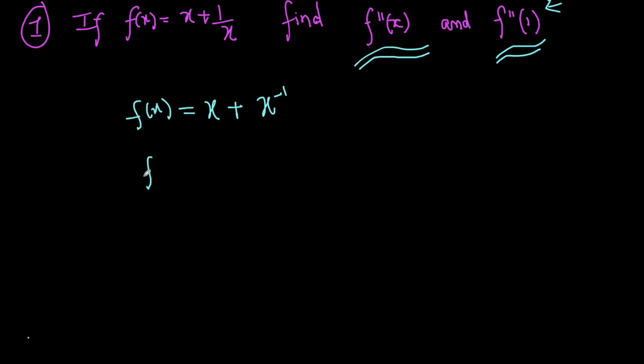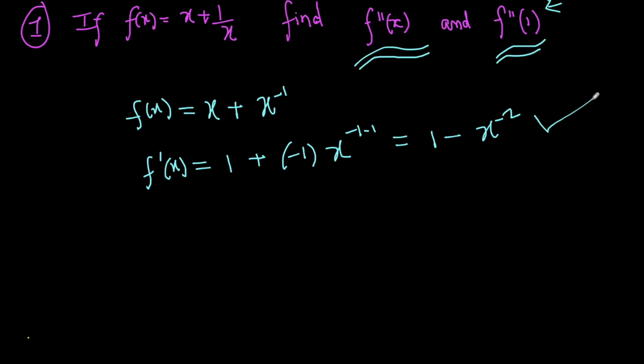Now differentiate it 1 time, so I will write f dash of x. Here y is not given, so I'm writing f dash of x, which means the first differentiation of the function. Differentiation of x is 1, and for this one we use the power rule: the power comes in front and x's power is reduced by 1, which is minus 1 minus 1, so minus 2. If you simplify it, you will get 1 minus x to the power minus 2. This is your first differentiation.